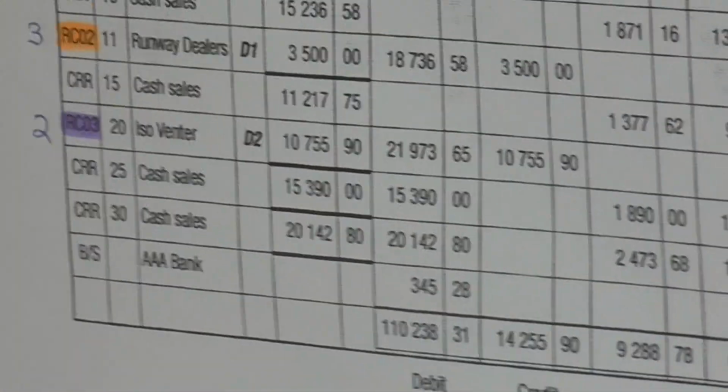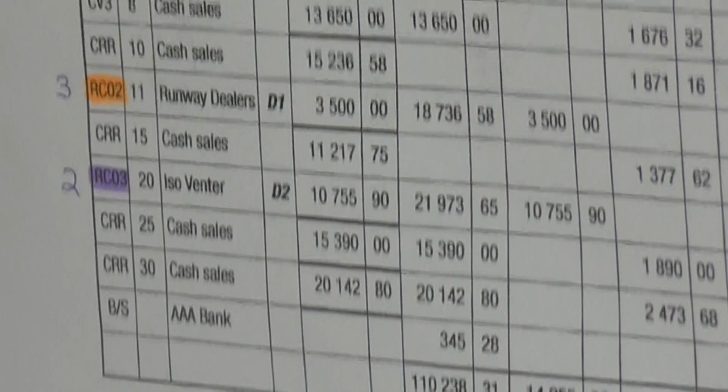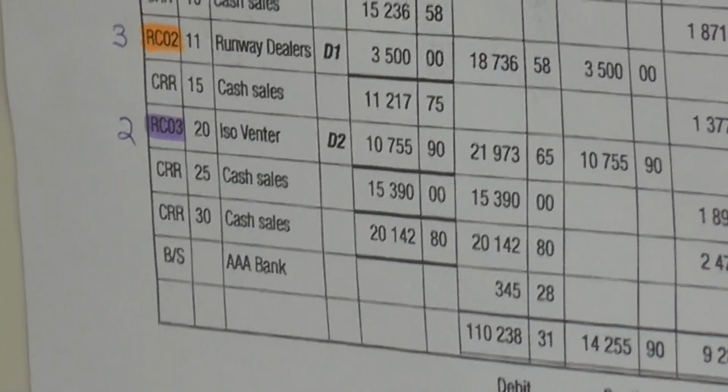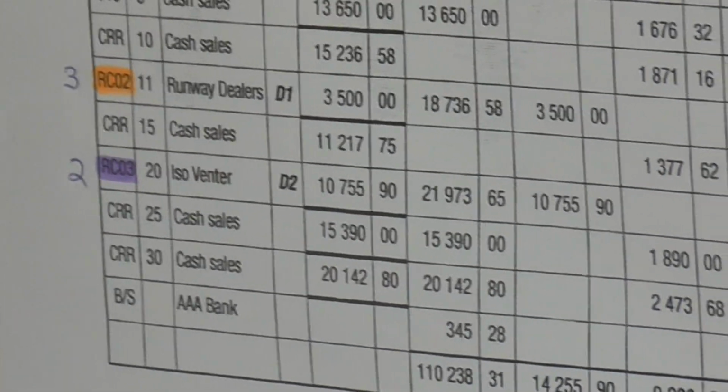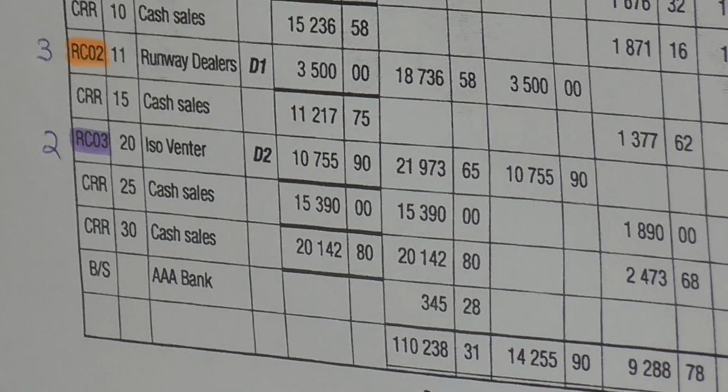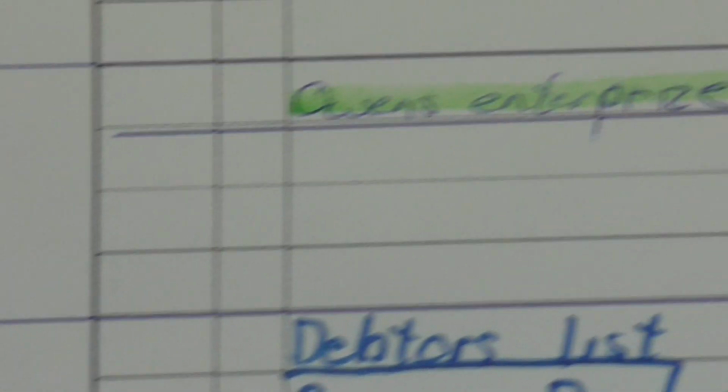Okay, sorry, so in the cash book receipts, we see an amount there for Isofenta. See an amount there, RCO3 Isofenta, 10775. So let's go back.